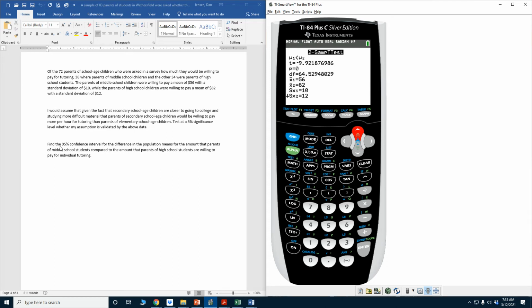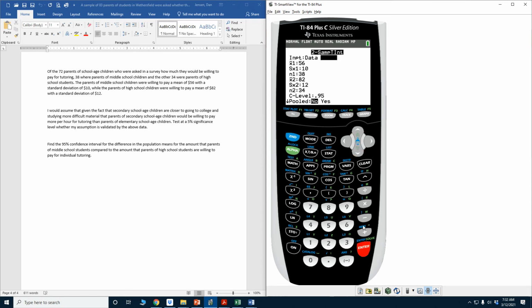If I want to move on and find a 95% confidence interval for the difference in the population means for the amount that parents are willing to pay, my test says that there is a difference. I wonder what the difference is. So I'm going to go to Stat, back to Tests. But where I just used number 4, the two sample t-test, I'm now going to go down and look for the two sample t interval. That's going to be at number 10 or number 0.